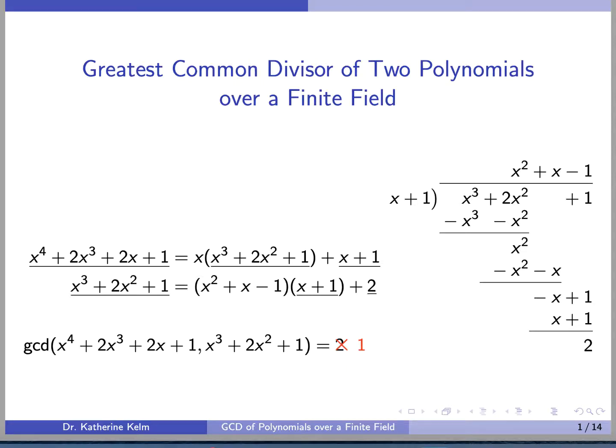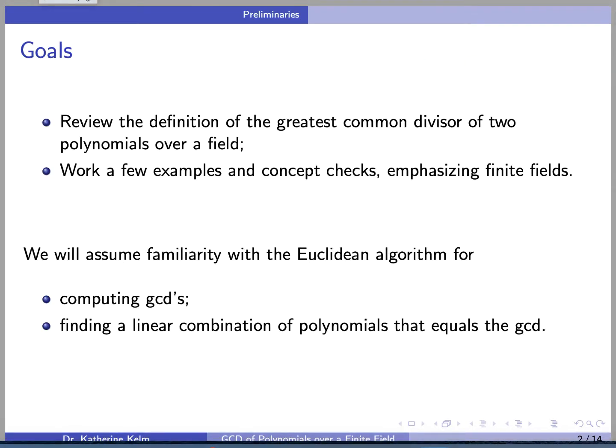This video is about the greatest common divisor of two polynomials over a finite field. Our goals are to review the definition of the greatest common divisor of two polynomials over a field, and to work a few examples and concept checks, emphasizing finite fields. We will assume familiarity with the Euclidean algorithm for computing GCDs and for finding a linear combination of polynomials that equals the GCD.